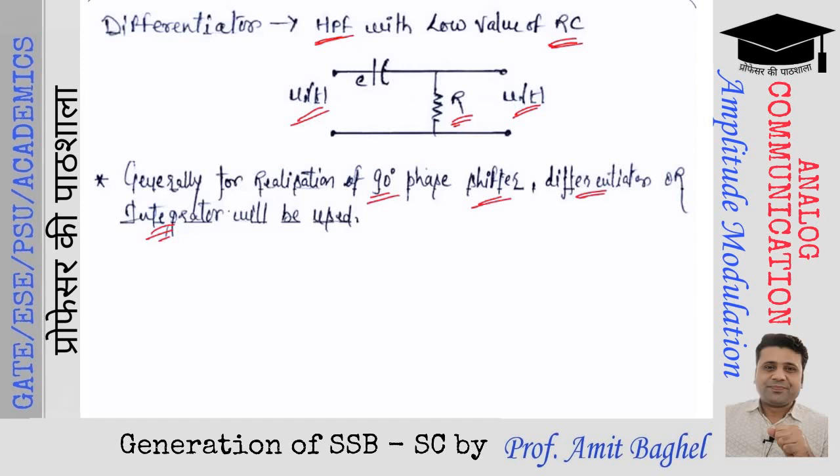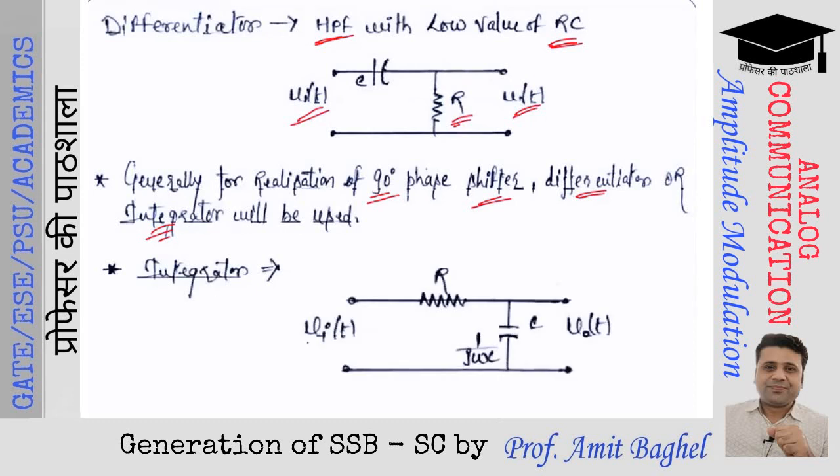To understand why a wideband 90-degree phase shifter is practically not possible, let us consider the integrator circuit and carry forward this discussion. So let's say we have an integrator circuit. That means we collect the output at the capacitor, and the impedance of the capacitor is 1 by j omega c. We apply the input Vi(t). Let us understand the mathematics behind this.